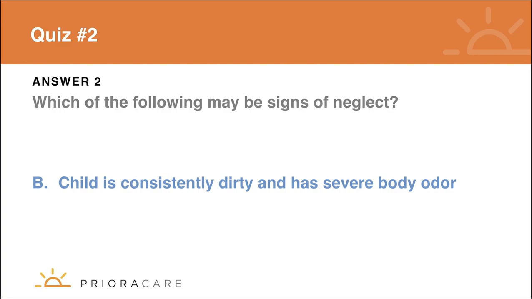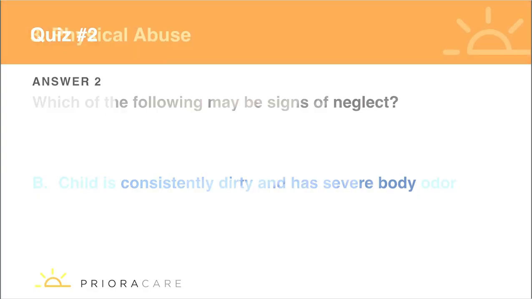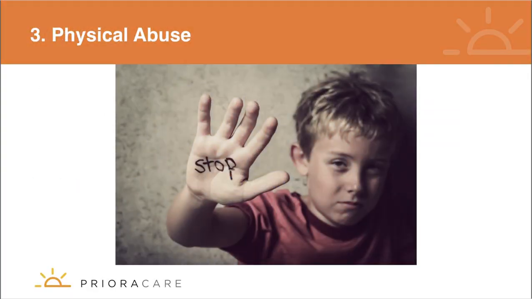Yes, the answer is B. A sign of neglect is when the child is consistently dirty and has severe body odor. So now let's move on to reviewing the third type of abuse, which is physical abuse.